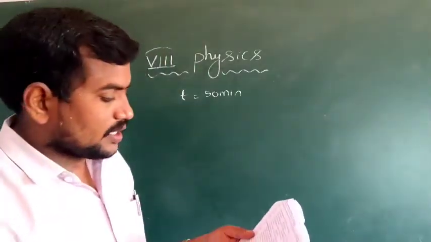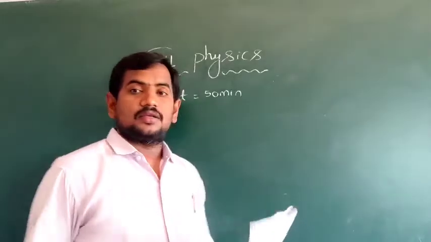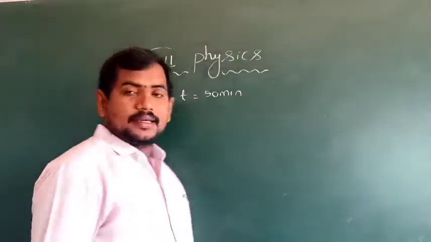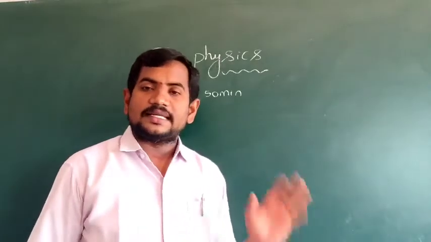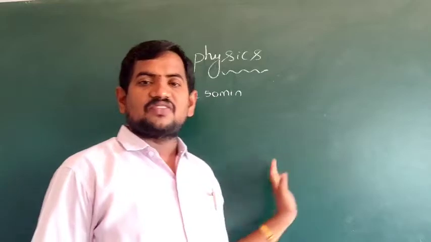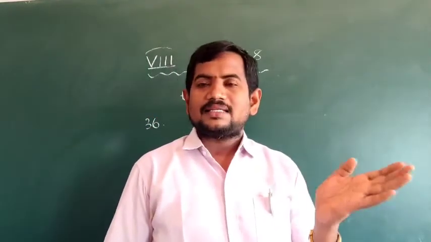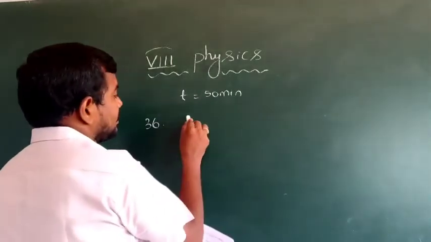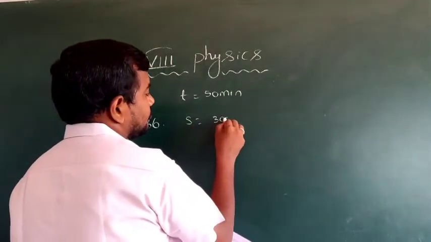36th one. What is the total distance traveled by the teacher? How many rounds are there? 10 rounds. For each round, what is the distance? 15 meters back and forth. 15 plus 15, 30 meters. So as it is given that 10 rounds, 10 into 30, 300 meters is the distance traveled here.